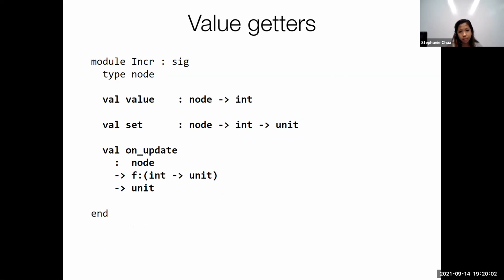There's a function on update that takes in a node and a function that takes in an integer and returns unit. So on update allows you to register a callback on a node. Whenever it changes, the function f will be called on the value underneath. You can imagine this being super useful for debugging. When we're trying to figure out why a computation is not working, you can attach a function that just prints the value every time it updates.